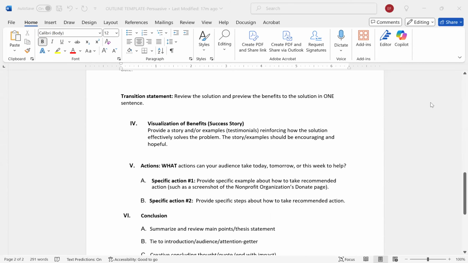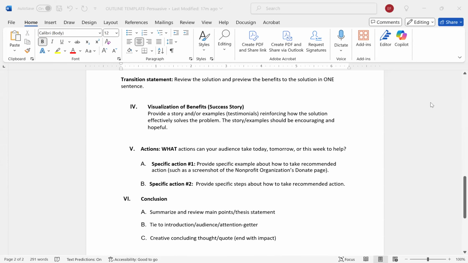Then again, you're going to transition from the solution and the counter argument to the benefits of the solution. This really needs to nail for your audience members what's going to happen once the solution is implemented that's really going to be beneficial, or already is happening that's beneficial.